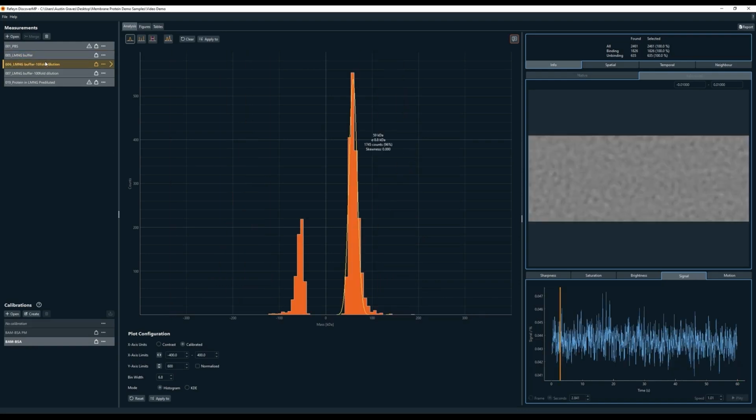Now, if we dilute the LMNG buffer just 10-fold in PBS, we can still see some background signal, but the movie and the data have cleared up considerably. Now, once again, how much signal we can tolerate is going to depend on the size of the protein. So if we were looking at something that was 60 kilodaltons or smaller, this still wouldn't be dilute enough.